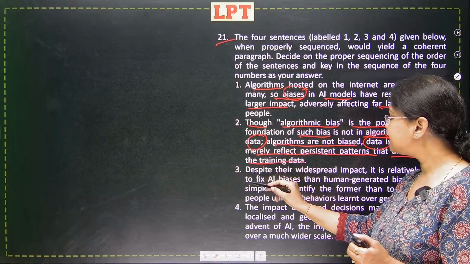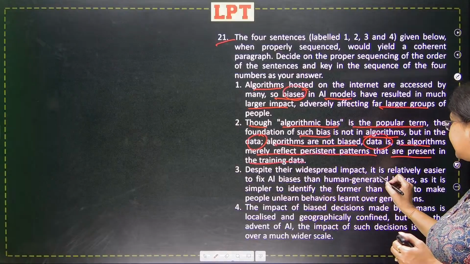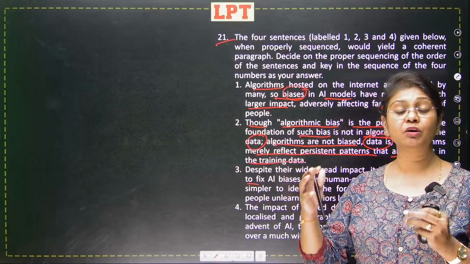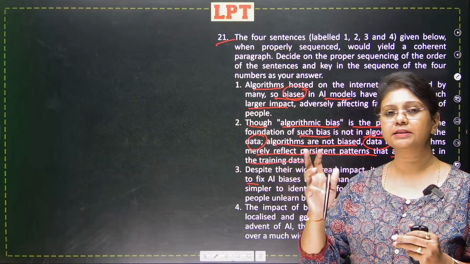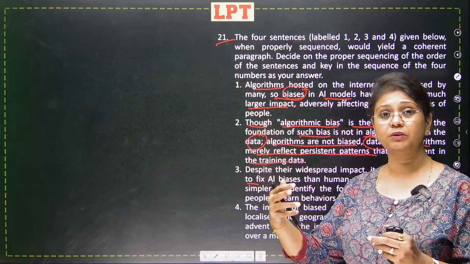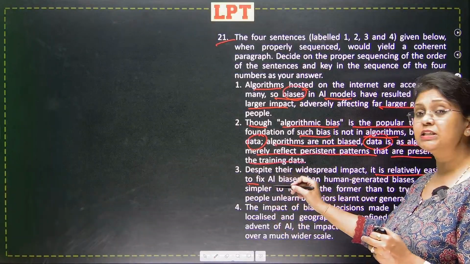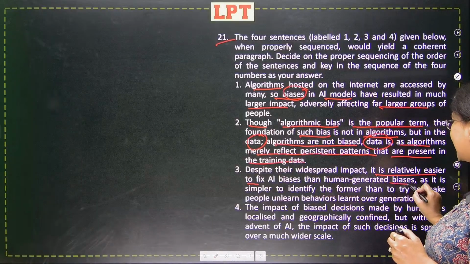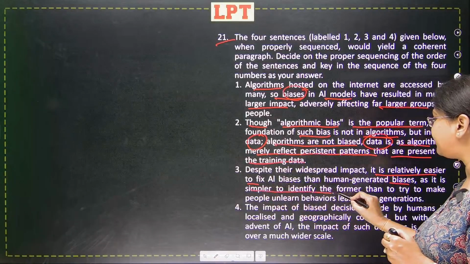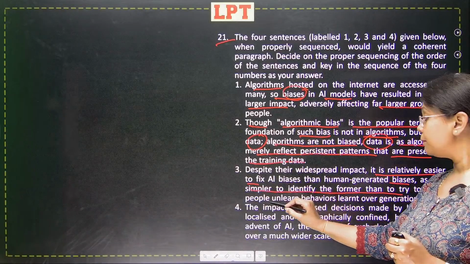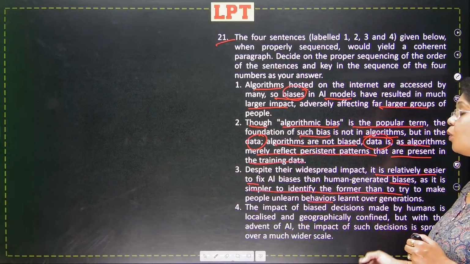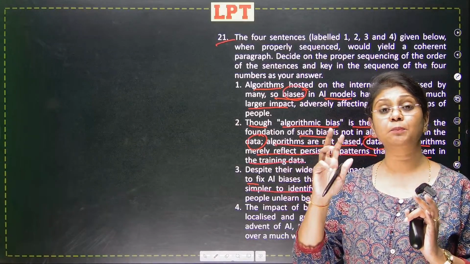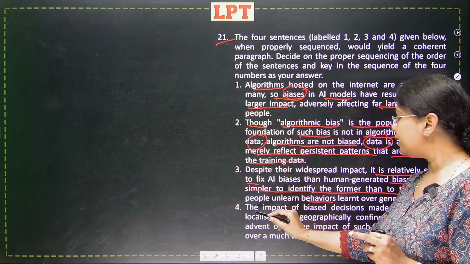Okay. Third says, despite their widespread impact, it is relatively easier to fix. So we talked about biases here, and we are talking about fixing the bias. So I understand that this sentence has to come before the next sentence. So of course this is talking about fixing the biases. Then human generated biases, as it is simpler to identify the former than to try to make people unlearn behaviors learned over generations. So if you closely examine this question, there is a problem that is being raised here. Okay, so let's look at the last sentence.